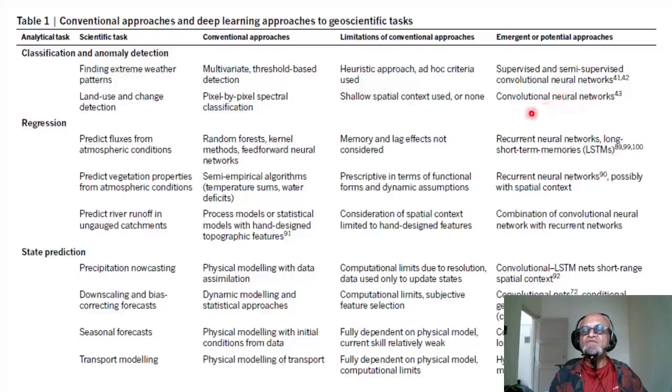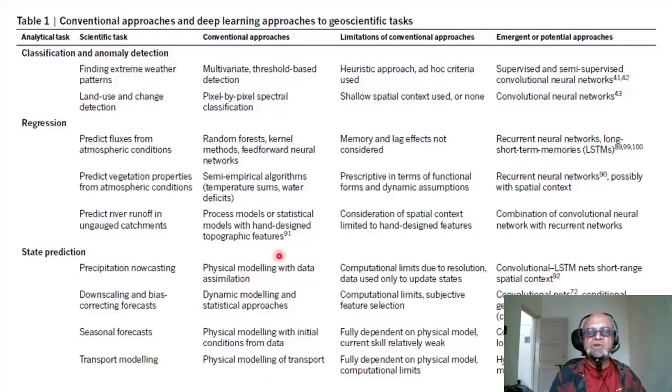Complicated technical thing, convolutional neural networks. So we will leave it there. There are similar things about regression: predicted fluxes from atmospheric conditions, predict vegetation properties from atmospheric conditions, predict river runoff in ungauged catchments. There are many papers on these topics, and there is a very long list of references in the paper, by the way. You can spend time digging through them and finding some amazing information and details. State prediction: precipitation nowcasting, so short-term predictions, downscaling and bias correcting forecasts. This is what we are doing in Mumbai, where we are downscaling global forecasts to station level to be able to predict floods, seasonal forecasts, and transport modeling.